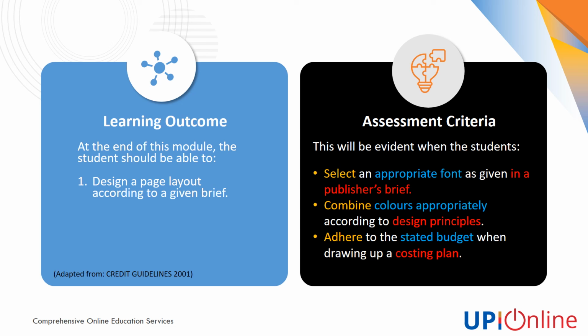Note, students are also told about the performance standards expected for each criterion. Font should be appropriate as given in the publisher brief. Colors should be appropriate according to the design principles, and the budget must align to the costing plan.